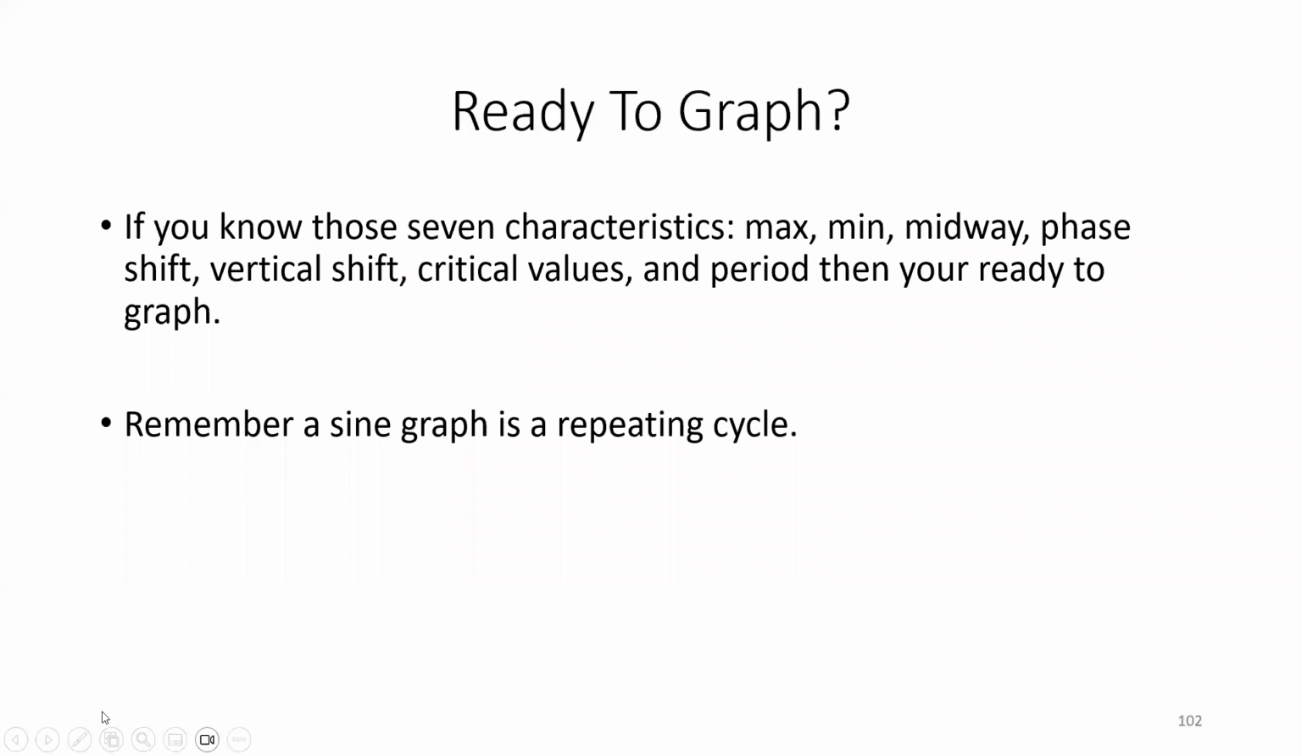Okay, so ready to graph. If you know the 7 characteristics, max, min, midway, phase shift, vertical shift, critical values, and period, then you're ready to graph. Remember, a sine graph is a repeating cycle.